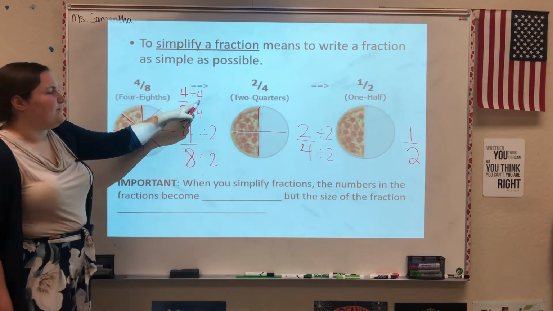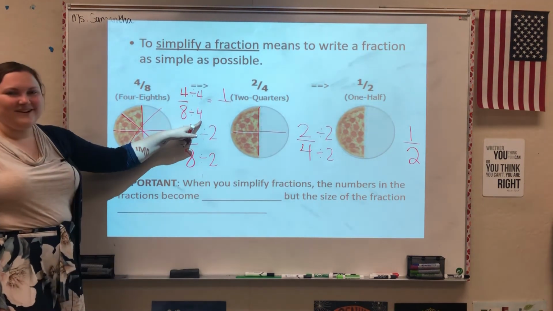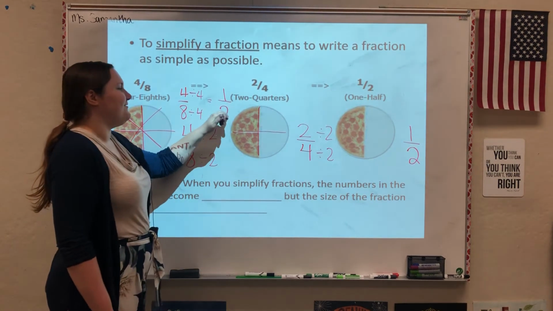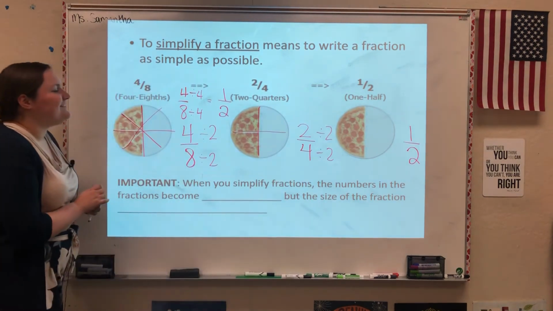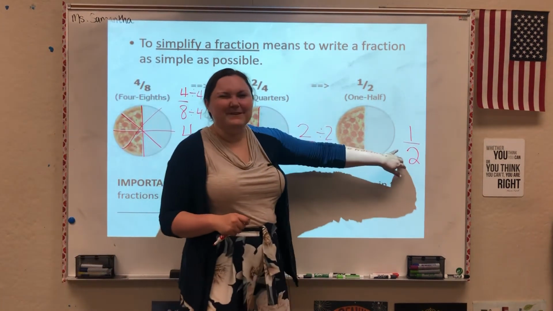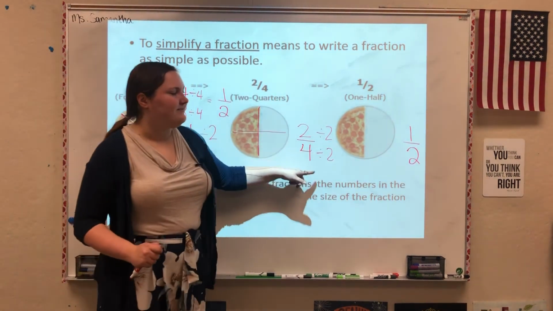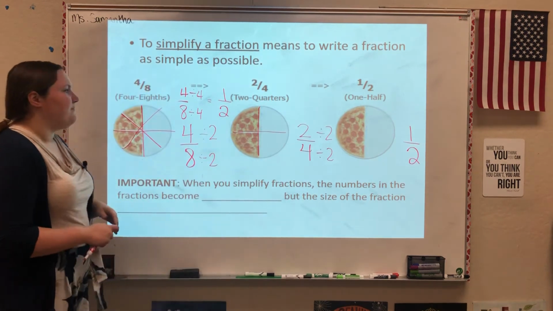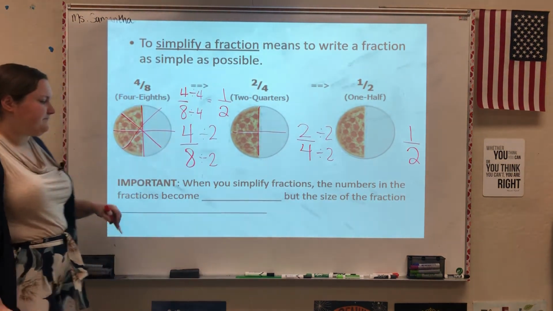Well, 4 divided by 4 gives you 1, and 8 divided by 4 gives you 2. Ha! 1/2. Same thing. If you pick a bigger number to divide by, it's going to get you to that most simplified answer faster. There's nothing wrong with using smaller numbers. It just might take an extra step. But once again, we get the same thing, that 4/8 equals 1/2.